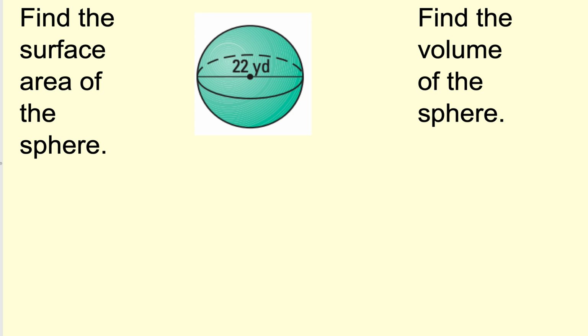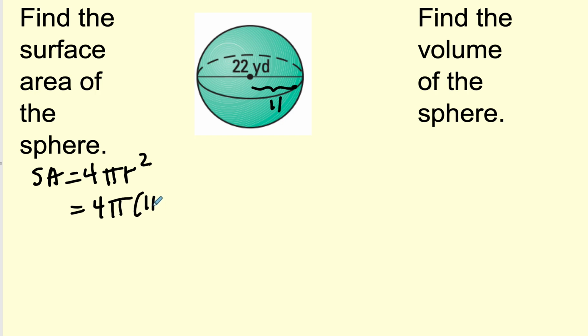Okay, let's do it again. Surface area is equal to 4 pi r squared. And if the whole diameter is 22, then the radius is 11. So this is 4 pi 11 squared. So let's find 11 squared, and then times it by 4. And that'll be 484 pi yards squared. Again, we're talking area.